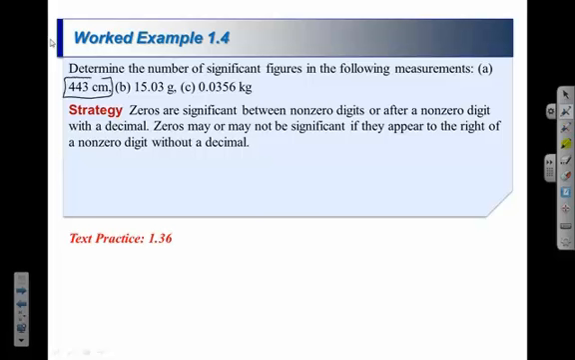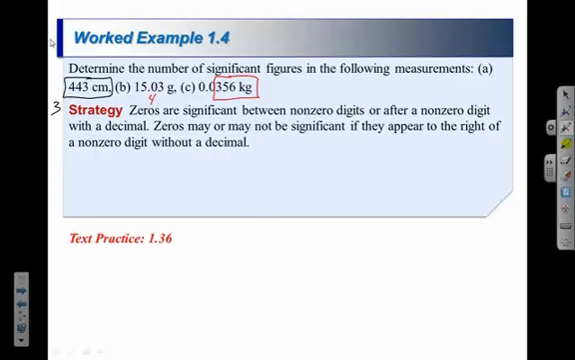So 443 centimeters, 3 sig figs. That's pretty easy. No zeros involved. 3 numbers, 3 sig figs. B, 15.03 grams. 4, right? The zeros in between the non-zero digits, so it is significant. And then C, 0.0356 kilograms. 3. Yeah, almost all of you got the ones on the quiz. So I know that you already have a pretty strong idea of how to do that even before you came in. Any questions about those?